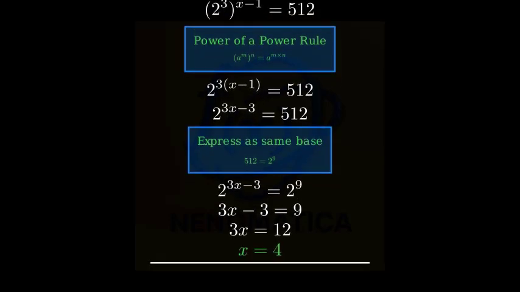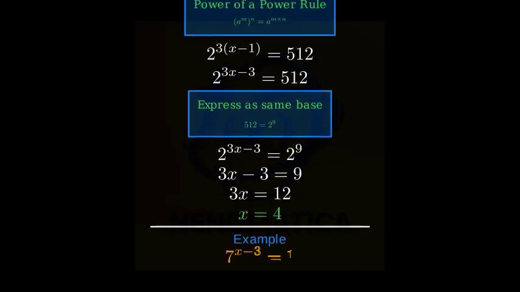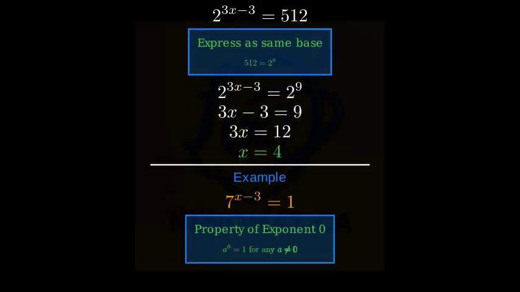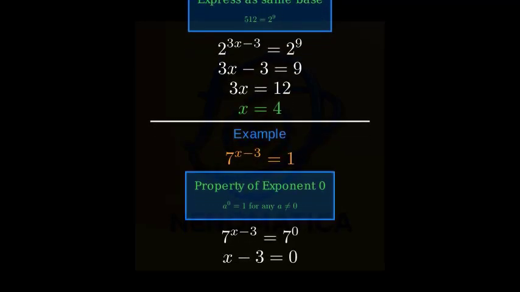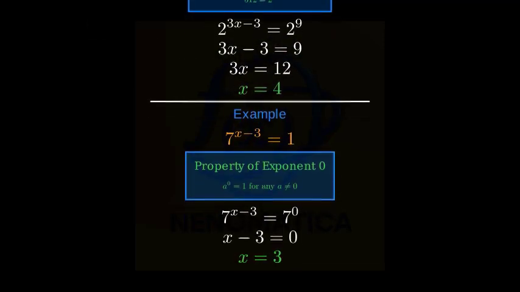Let's solve another example. Here's our third example. For this problem, we need to recall that any number raised to the power of 0 equals 1. Since the bases are the same, we can set the exponents equal to each other. So x equals 3 is our solution.